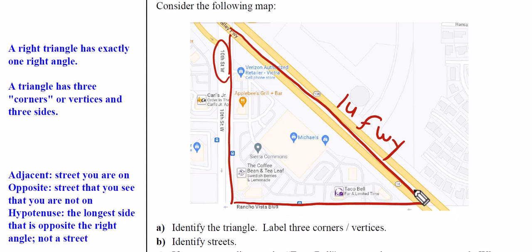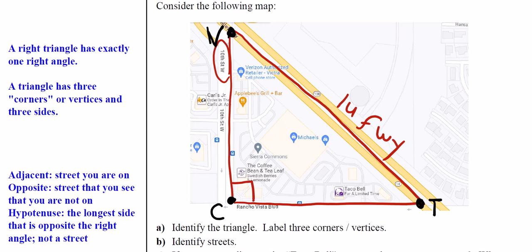And ironically, it forms a right triangle. Oh, snap. So we're going to identify three corners here. There's this corner right here. I'm going to label this one C. And this is the Taco Bell corner. We'll call it T for Taco Bell. What the heck. And this is the Verizon corner. I'm going to call it V for Verizon. Okay.